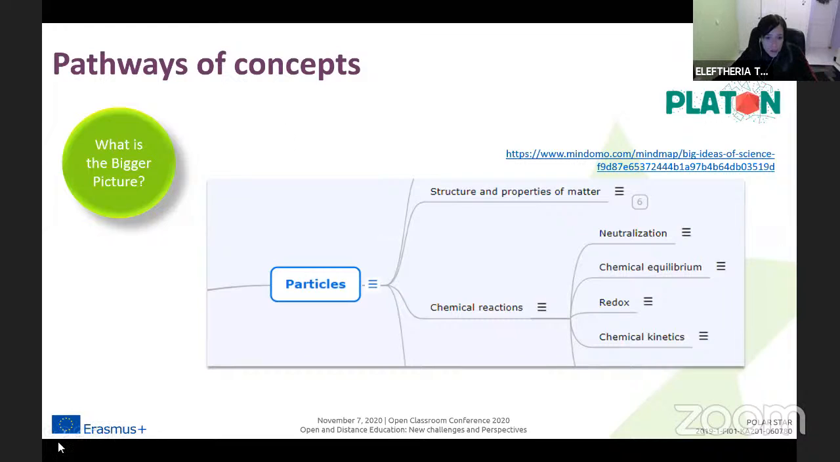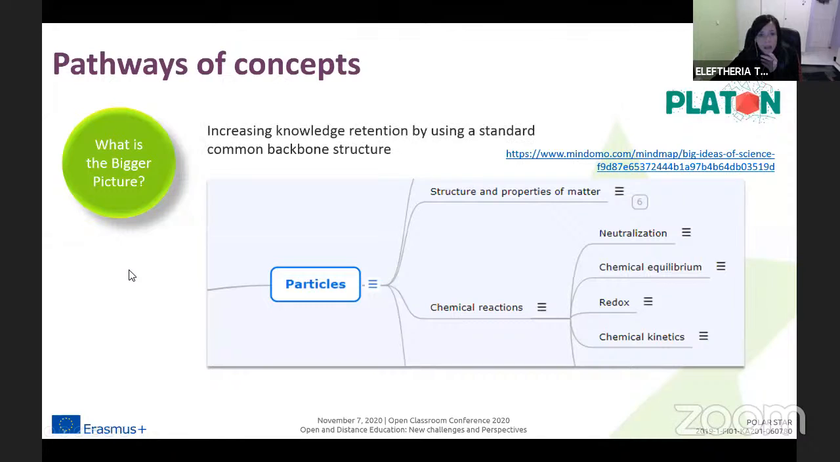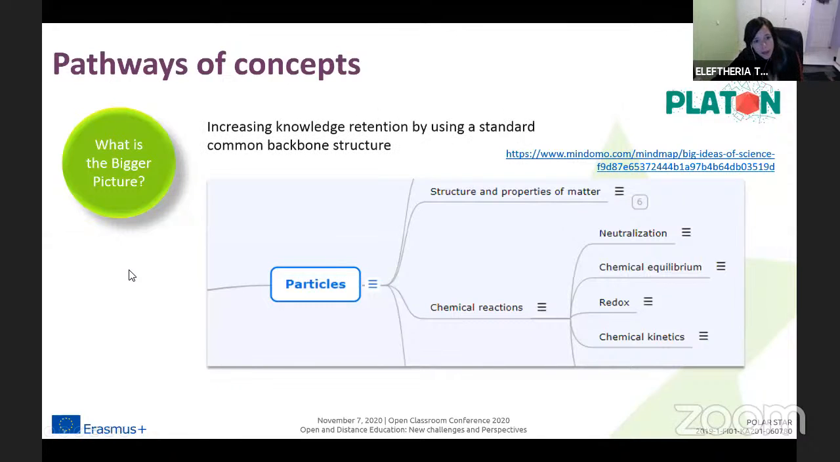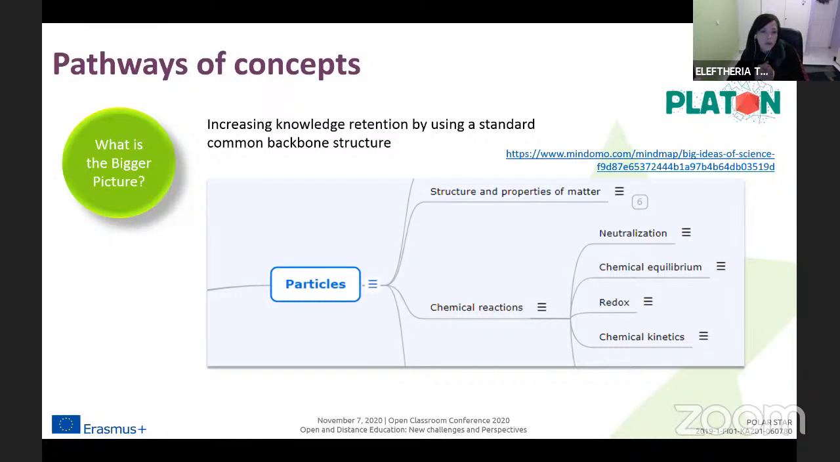So this is our map of ideas, which is the baby of Platon. This is what we did in Platon. And this is the part where we use this standard common backbone structure, which is for all science disciplines, and we use it to increase knowledge retention for the core ideas in particular.